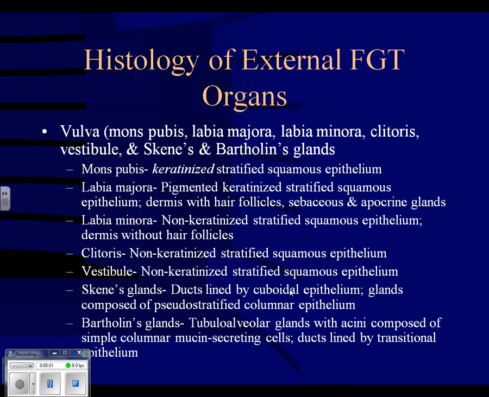Depends on the pigment status of the individual. Dermis with hair follicles has sebaceous glands and apocrine glands. Apocrine glands are a specialized kind of sweat gland. They're seen in the armpit and along the groin.